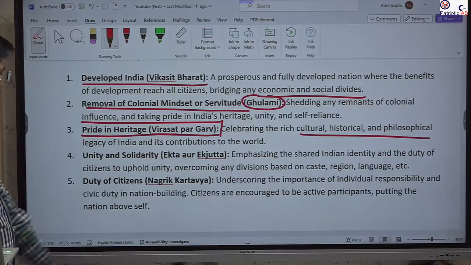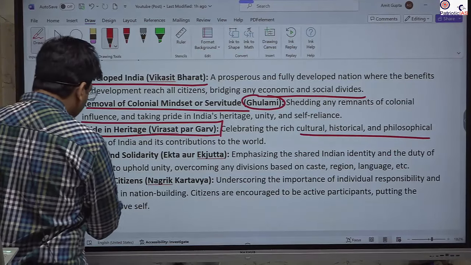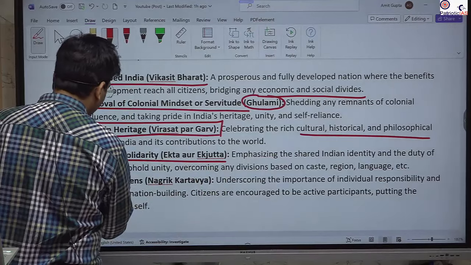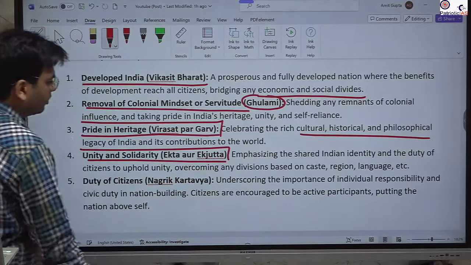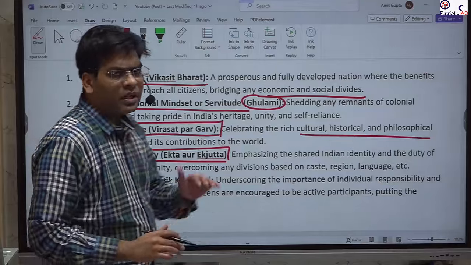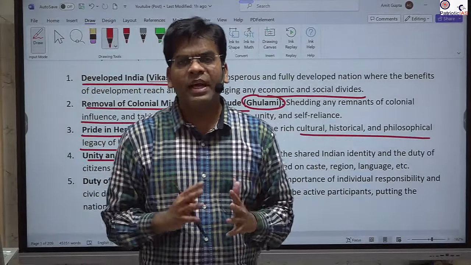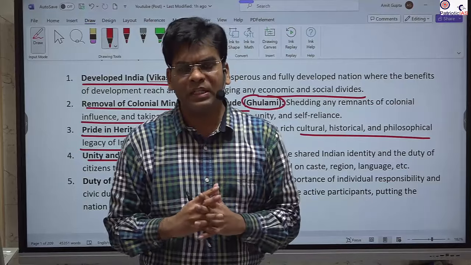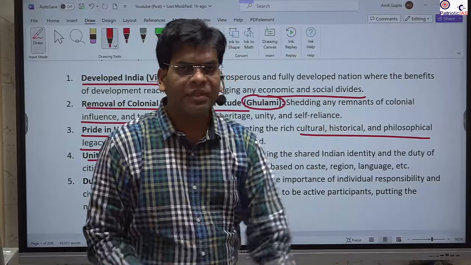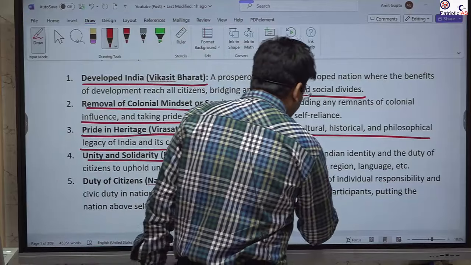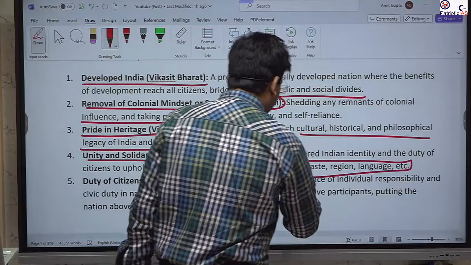Then the fourth pran is unity and solidarity. Ekta or ekjutta, that we will talk about. Under that, we will come out of the caste, religion, and region divisions. We have to work as a unit and achieve the goals in a united, integrated manner. So this is the thing.